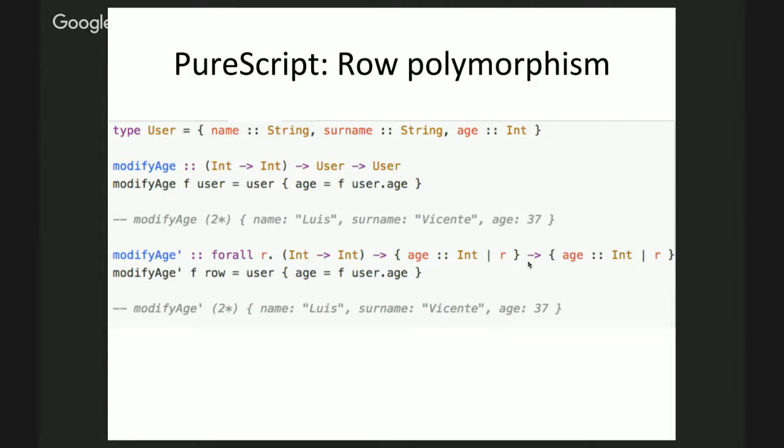And this is called row polymorphism, and is a really powerful feature of PureScript, because it allows us to create libraries that only focus on one property, the age, and allow us to modify other objects as long as they have the same individual property.